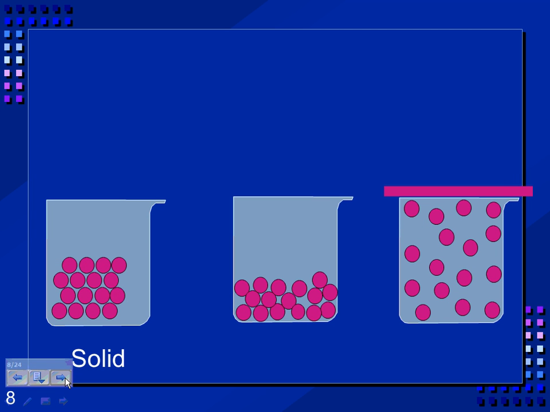Phase changes, such as going from a solid to a liquid or a liquid to a gas, are going to be dependent upon how much energy the particles have. We know that if I take a piece of ice and put it on the table and allow it to melt, it becomes a liquid. So that's my phase change.